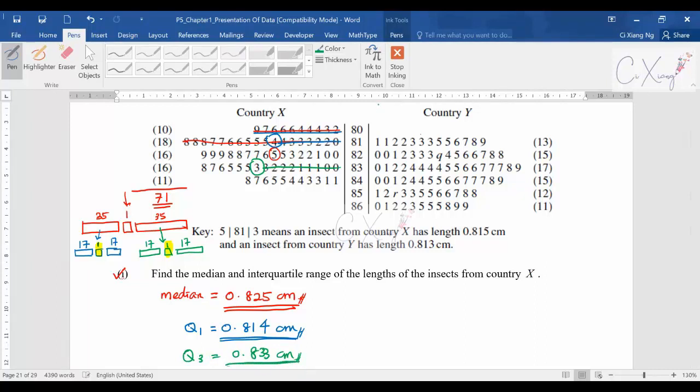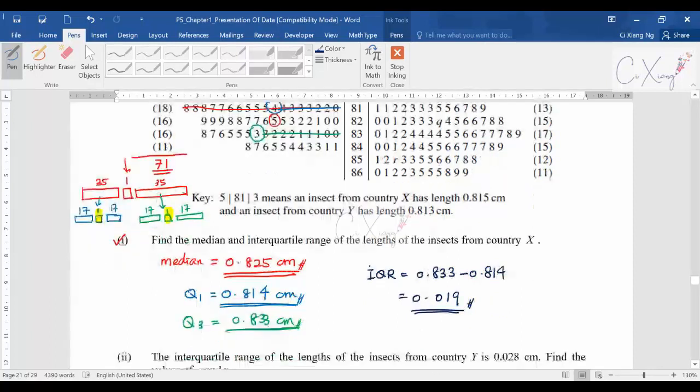And then after that, I will want to get my IQR. So where's my IQR here? IQR should be equal to 0.833 minus 0.814, and you get 0.019. So this is how we get the answer. Okay, now let's continue.